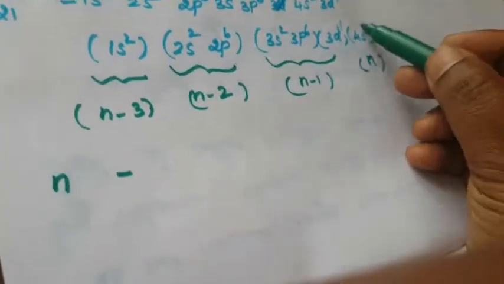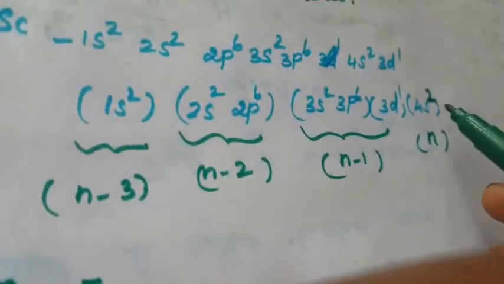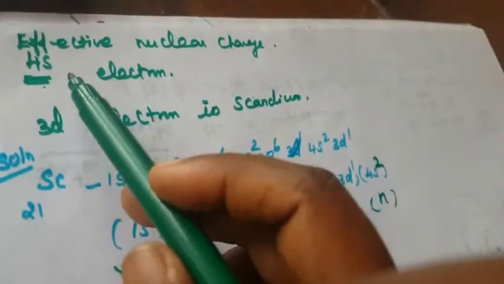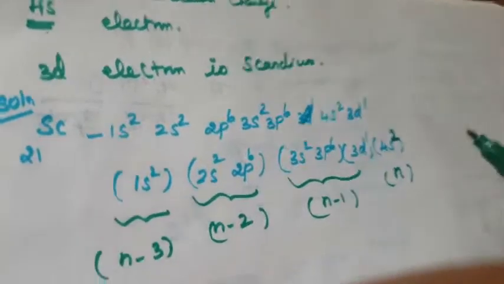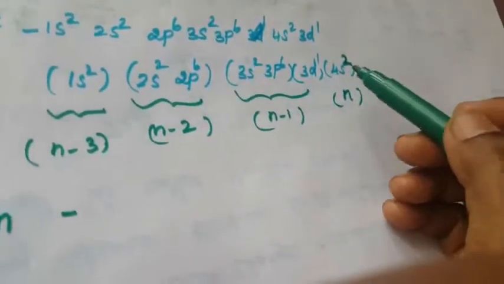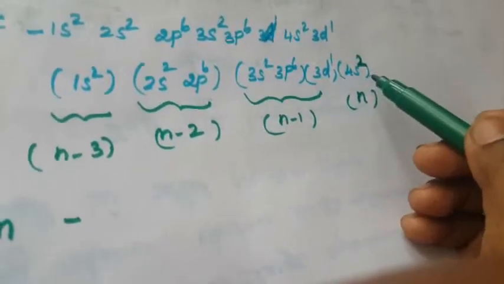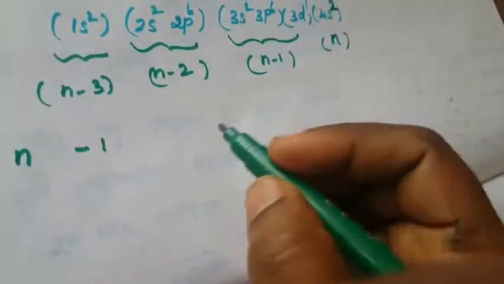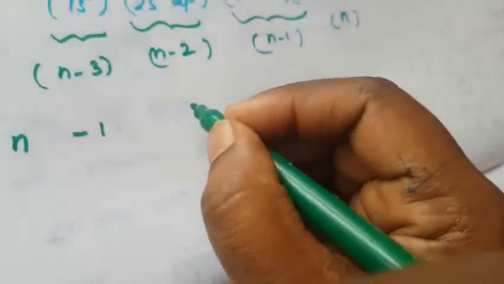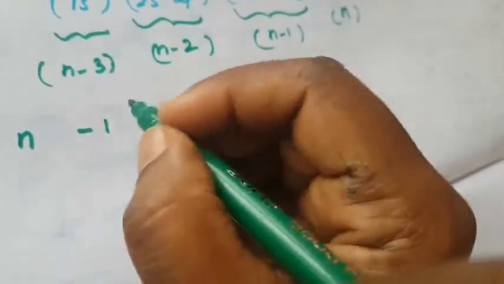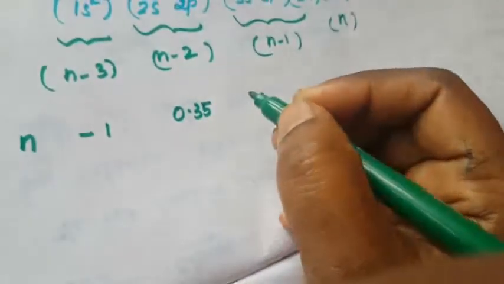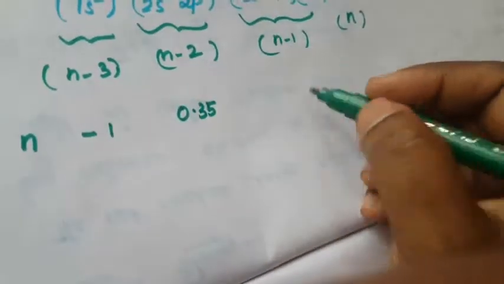Here how many electrons are there? 2 electrons are there. We are going to calculate for the 4s electron. The effective nuclear charge is for the last valence electron, so that is only 1 electron. After leaving 1 electron, how many electrons remain in the nth shell? Only 1 electron. What is the screening value contribution for the nth shell? That is 0.35.